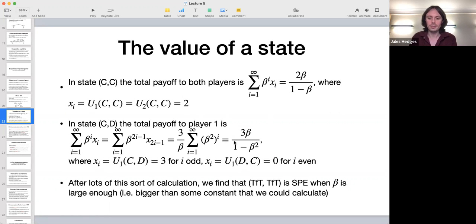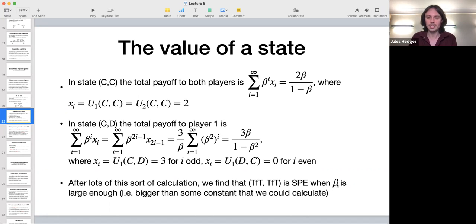And the one deviation principle says that this should be subgame perfect precisely when the thing that every player gets from following the strategy profile is at least as high as what they would get from deviating in the first round. And if we run all of these calculations, we will find that this is in fact the case as long as beta is high enough. If beta is very small, then this can fail.